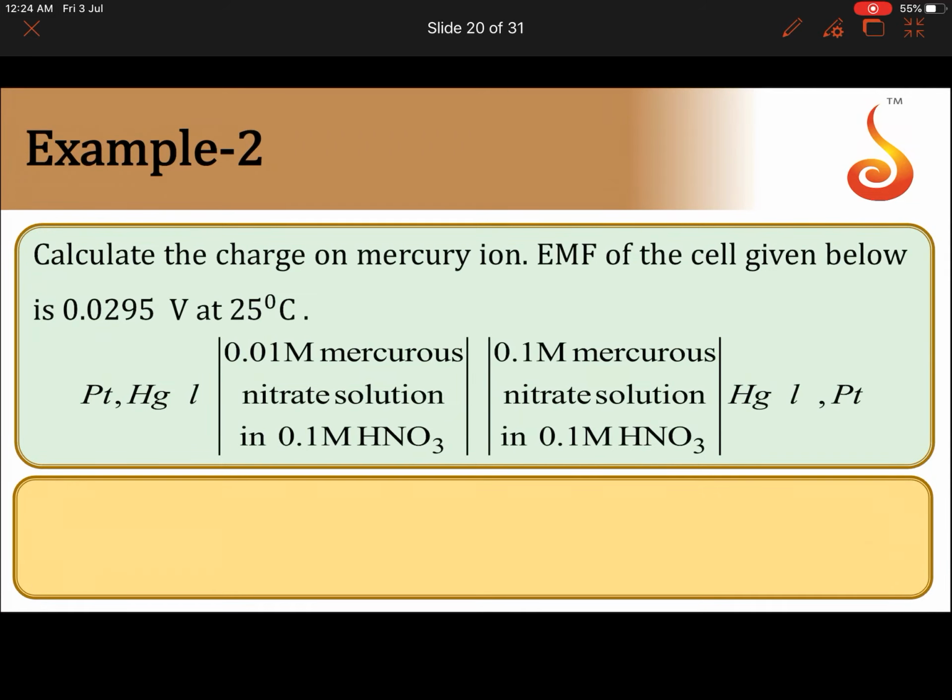Calculate the charge on mercury ion. EMF of this cell given below is 0.0295 volts at 25 degrees Celsius. Here this is anode and this is cathode.